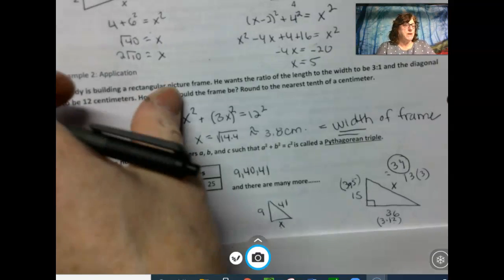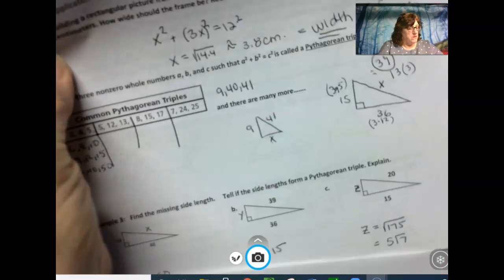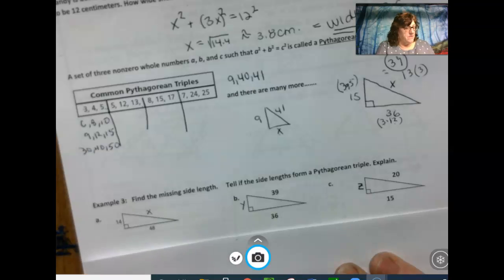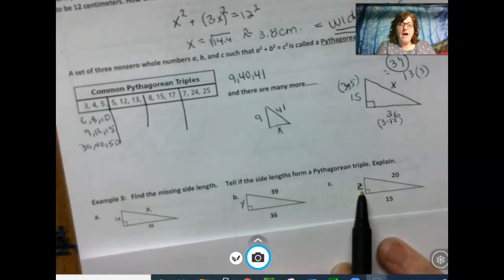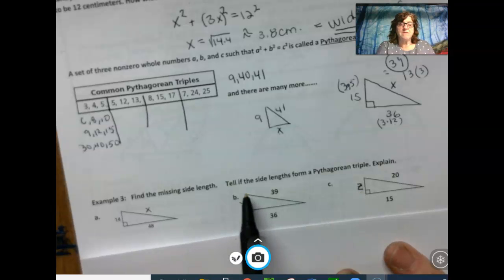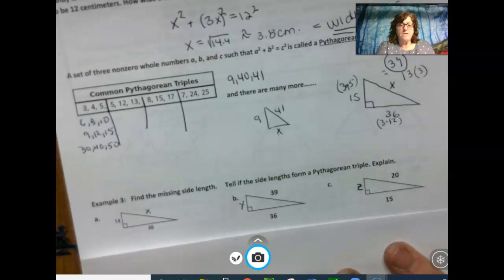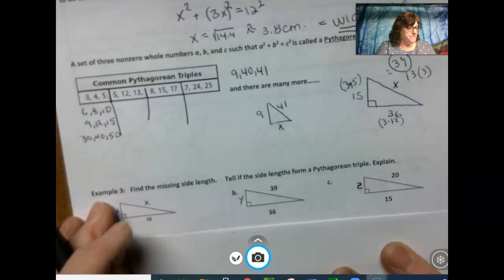So what I'd like you to do now is there are 3 problems here where there are unknown lengths. I call this side x, this one y, and this one z. I'd like you to find the missing side length and determine whether or not each of these are Pythagorean triples. So come on back when you're ready.